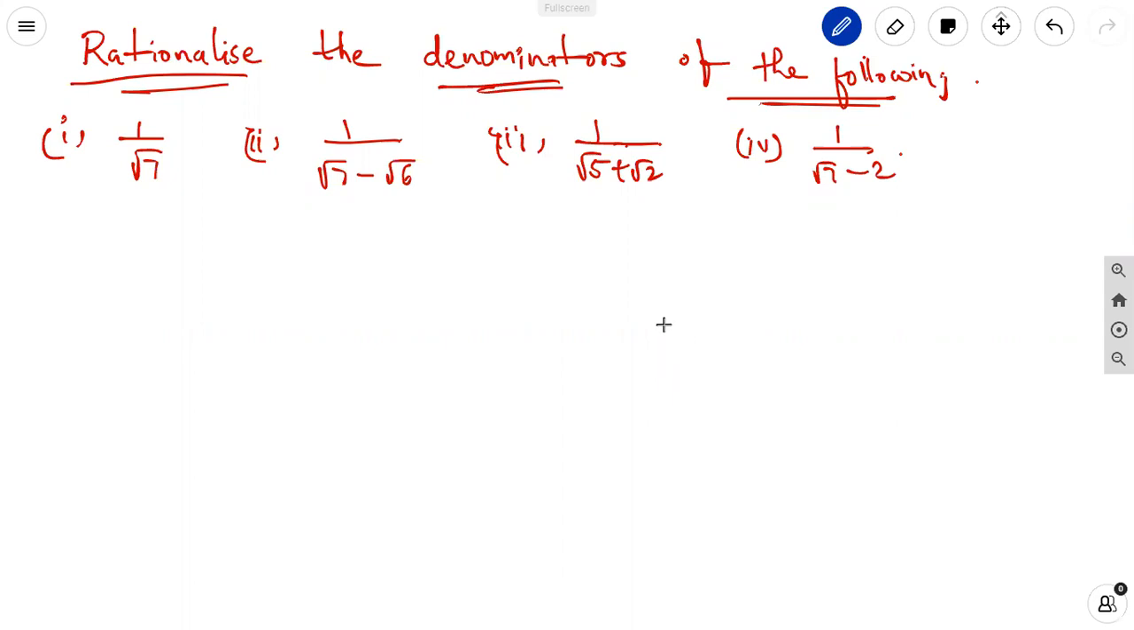Let us discuss some problems to rationalize the denominators of the following. The first one is 1 by root 7. The second one is 1 by root 7 minus root 6. The third one is 1 by root 5 plus root 2. The fourth one is 1 by root 7 minus 2.